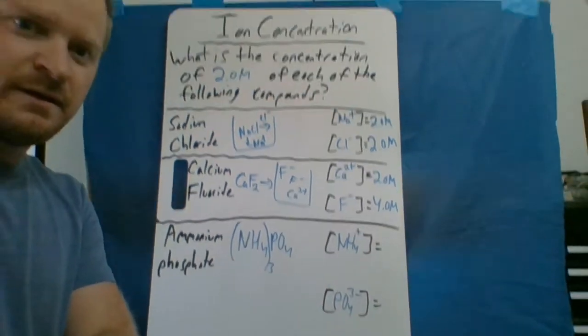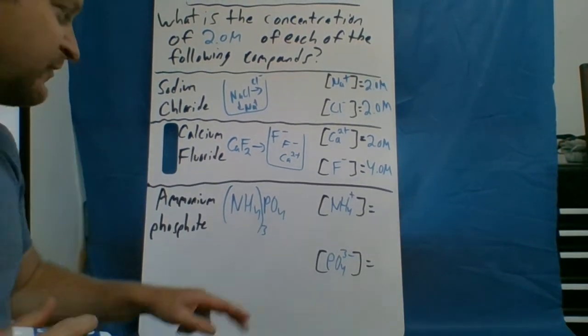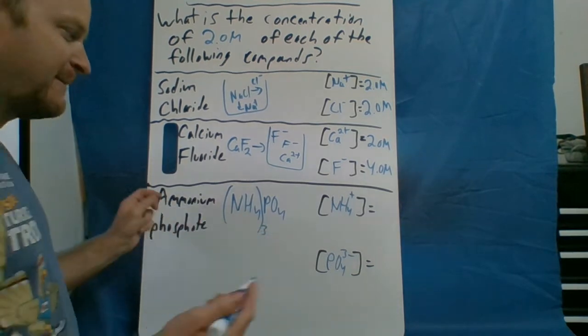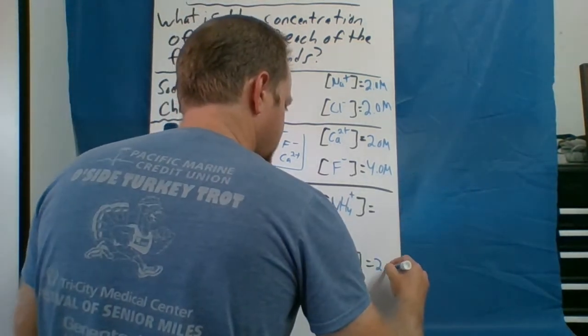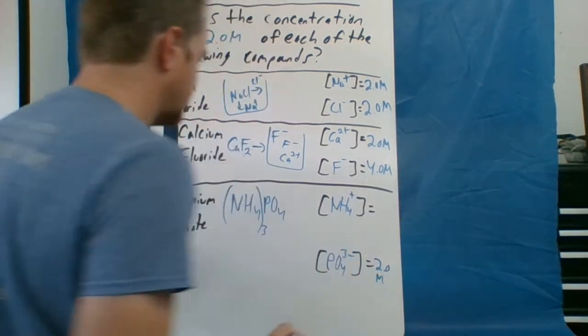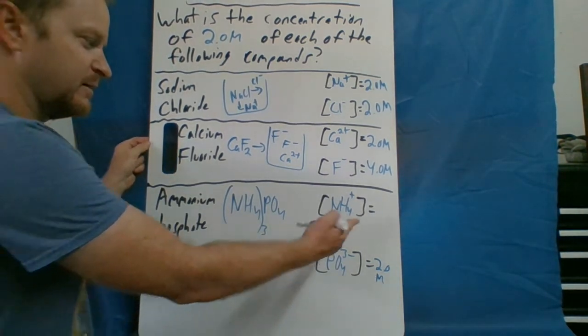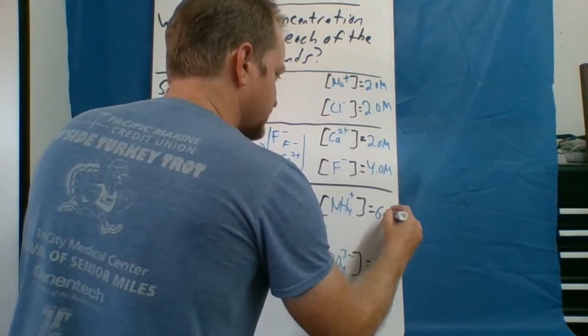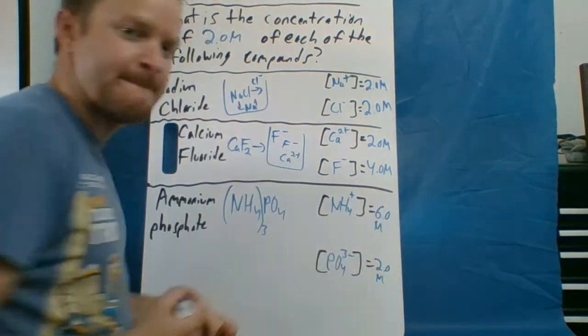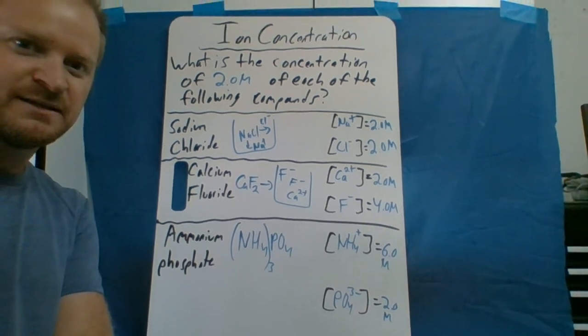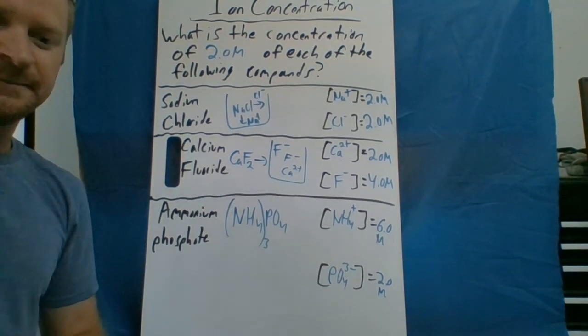Okay, and so let's do the easier one first. There's only one PO4. 2 times 1 is 2.0 molar. Okay, 2.0 times 3, you get 6.0 molar. And that is how you do the concentration of ions specifically.